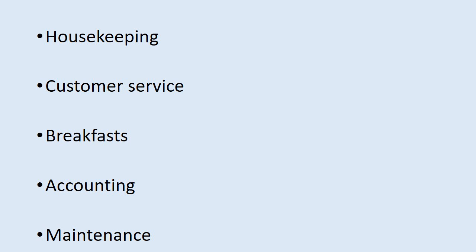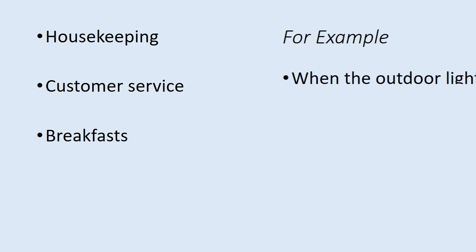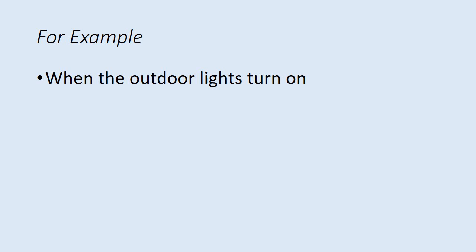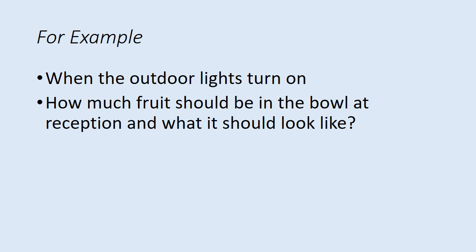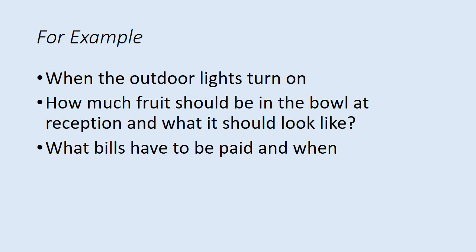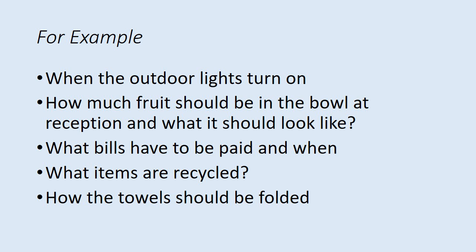So you might ask, what should I have a checklist for? The simple answer? Everything. When to turn on the outdoor lights, how much fruit should be in the bowl at reception, and what it should look like, what bills have to be paid and when, what items are to be recycled, how the towels should be folded. You get the idea. Everything should have a checklist with diagrams. If you have this system in place and work it properly, there will rarely be any errors.